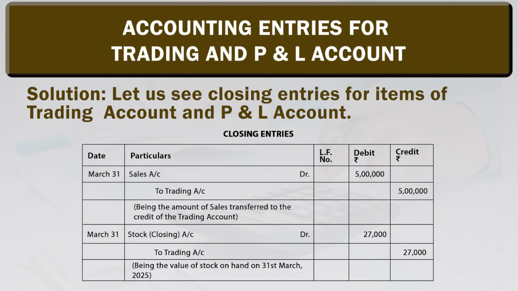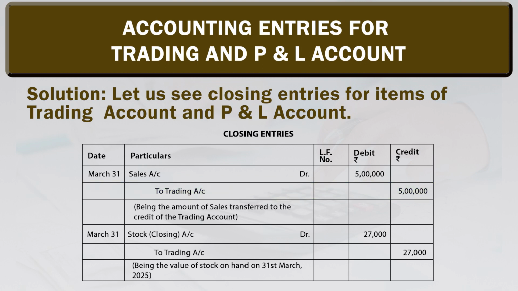Like that, on the credit side of the trading account, the item of sales is given to us. So, the sales account is to be closed. Sales always shows a credit balance, and to close this account it is to be debited. That is why sales account is debited by 5 lakh rupees and trading account is credited by 5 lakh rupees.